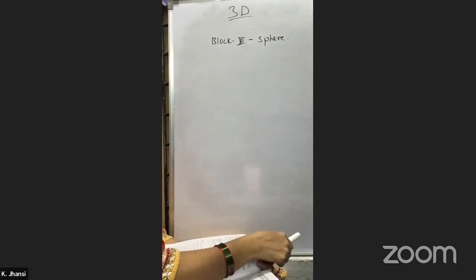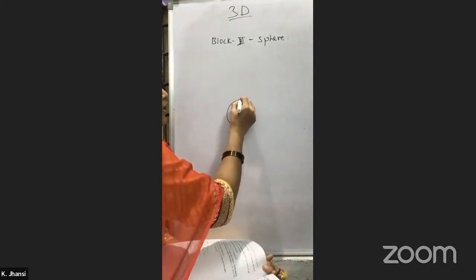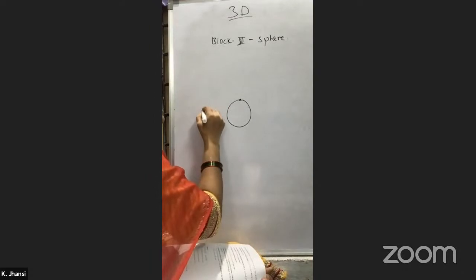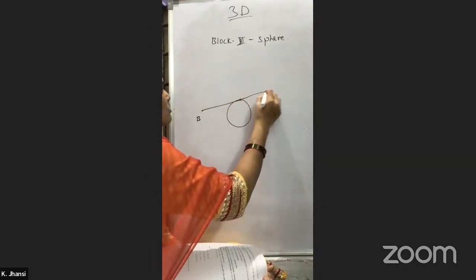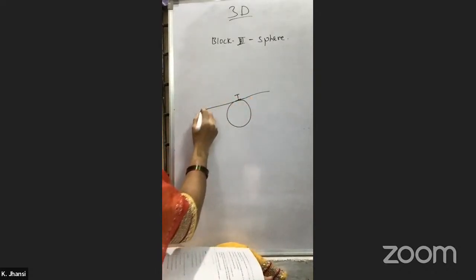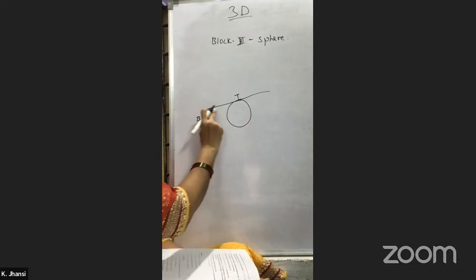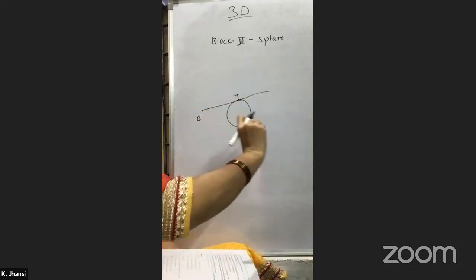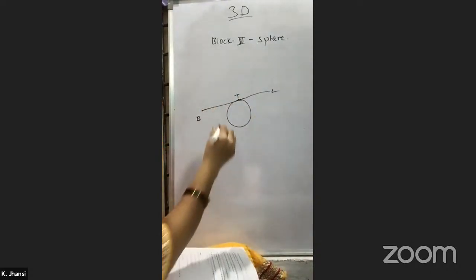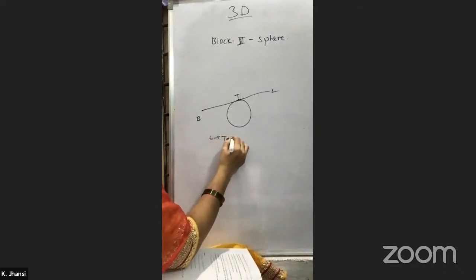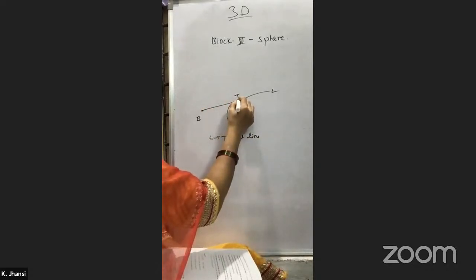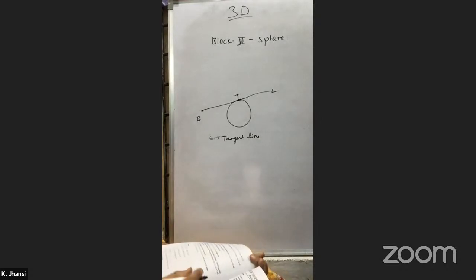So if a sphere is there like this, and from a point B a line is passing through toward this sphere, touching the sphere at one point, if you take that point as P, and the line from point B touches the sphere at only one point, that line L is called a tangent line. So L is called the tangent line. Here it is touching at one point. That is called a tangent line.